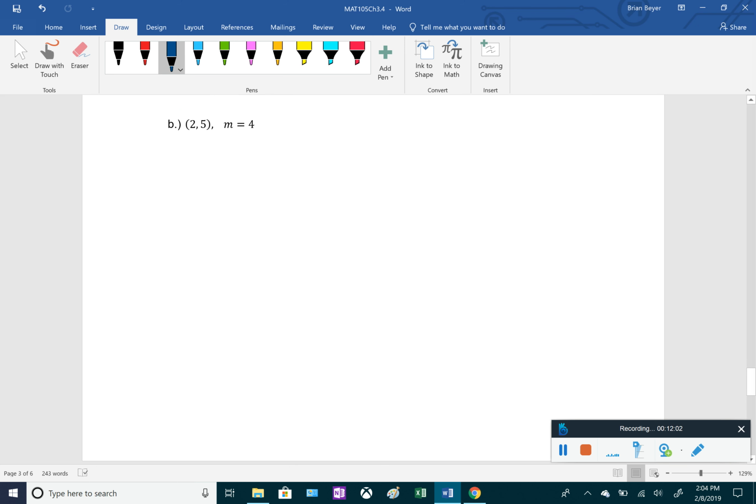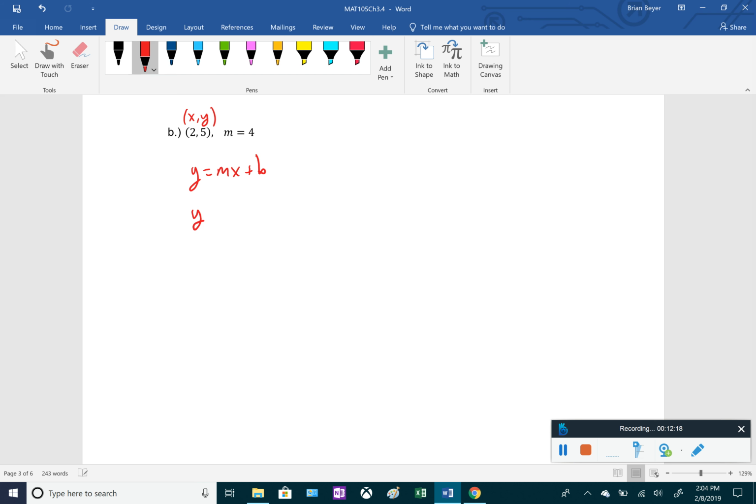Let's do another one of these. So we have (2, 5) and a slope of 4. So it's passing through the point (2, 5). We're given the slope, so let's use all of that information to find the y-intercept. So y is going to be 5, so 5 equals 4 times 2 plus b. 5 equals 8 plus b. Subtract 8 on both sides. That's going to give us b equals -3.